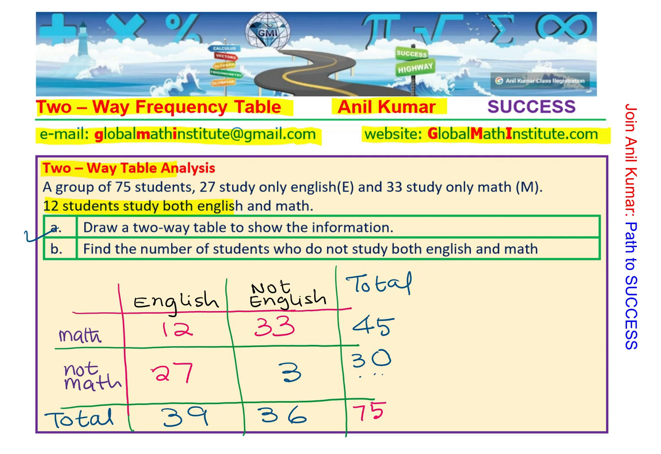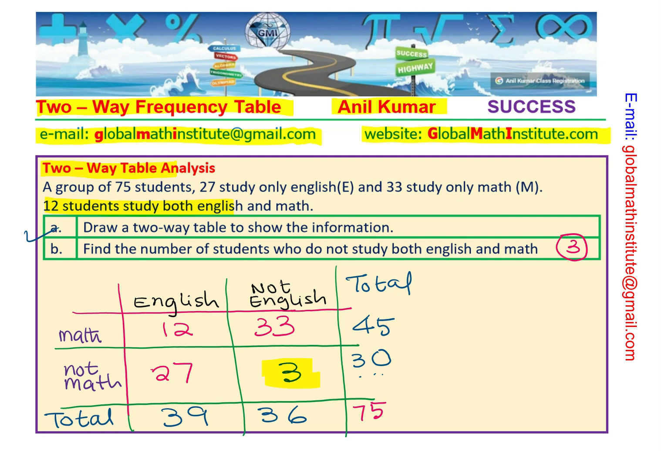Now the next part is to find the number of students who do not study both English and math. So not English and not math, right? So the answer is 3. It is so easy to read from this table, right? So we have the answer as 3 for this second part. I hope it makes sense.